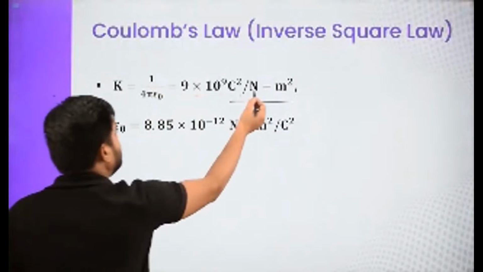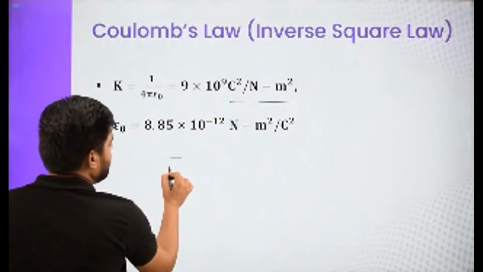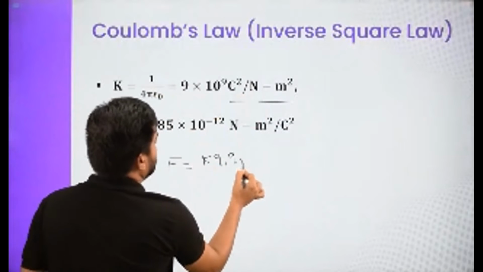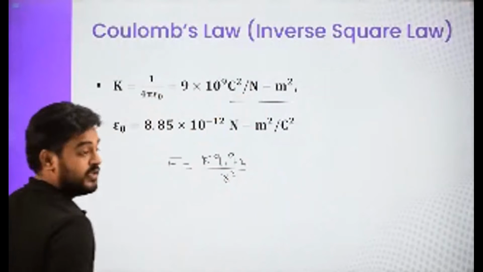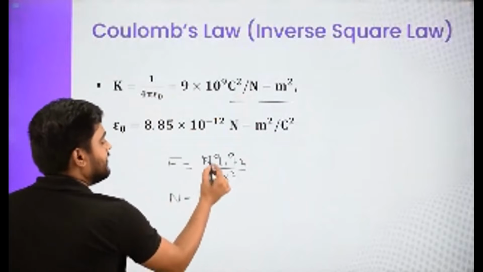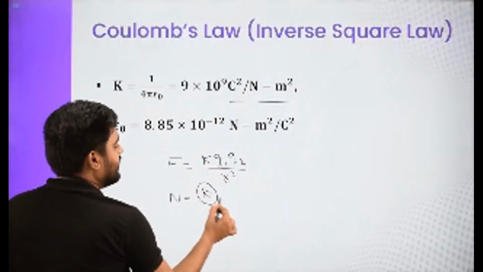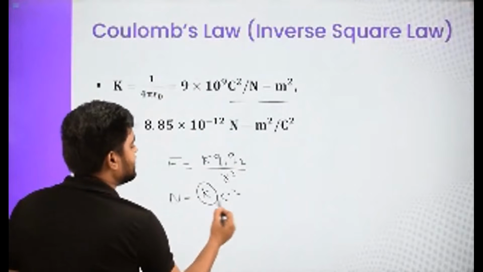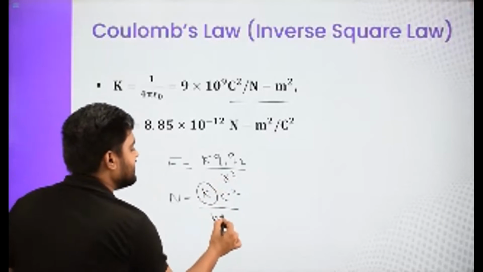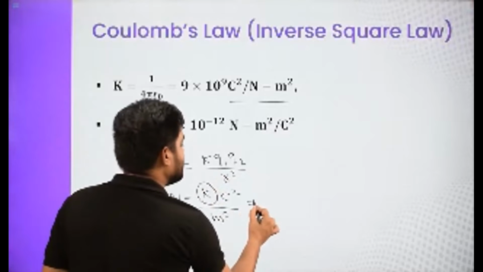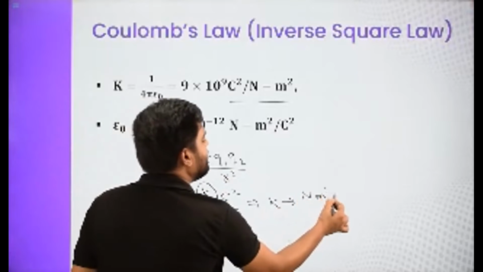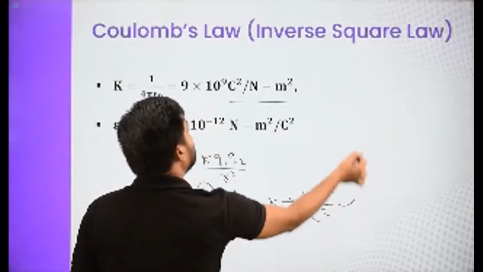Now let us come to this unit. We already know that force equals K Q1 Q2 by R square. Now this force is in Newton. Q1 into Q2 is like Coulomb square, divided by R square. This is the separation distance, which is meter square. So eventually the unit of K is Newton meter square per Coulomb square.